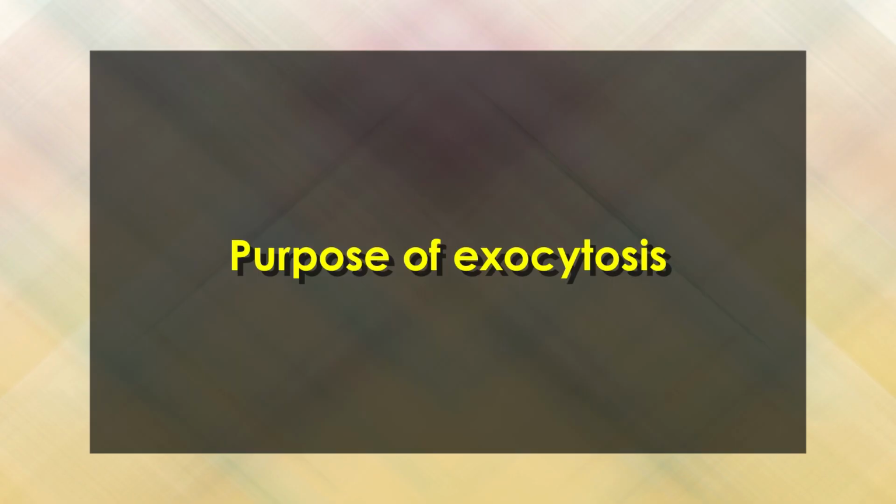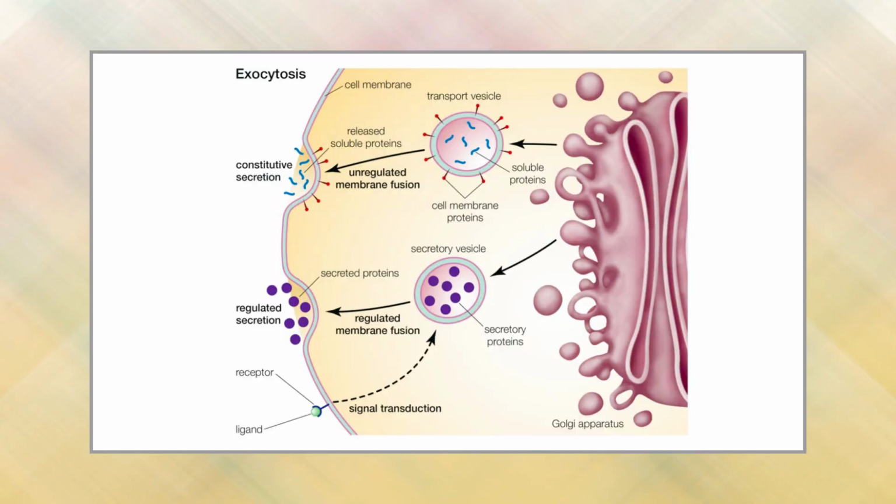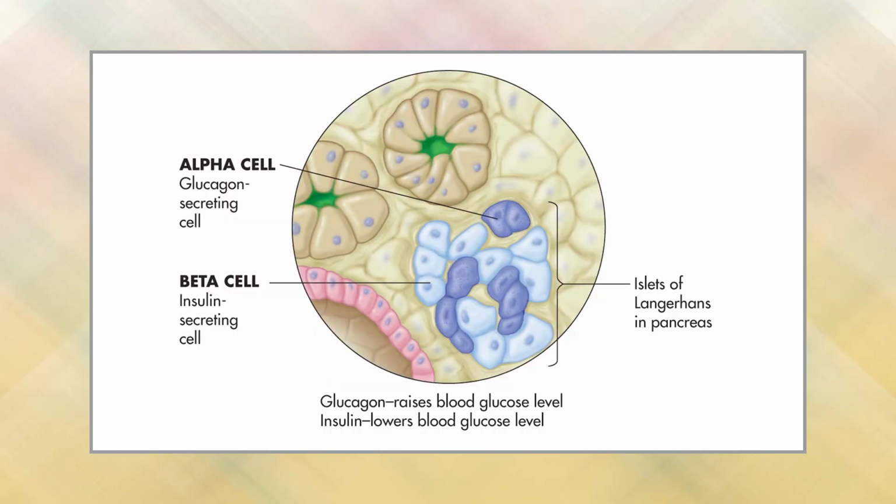Dear students, let us discuss the purpose of exocytosis. Many cells in the body use exocytosis to regulate enzymes or other proteins that act in other areas of the body, or to release molecules that help cells communicate with one another. For instance, clusters of alpha and beta cells in the islets of Langerhans in the pancreas secrete the hormones glucagon and insulin respectively. These hormones regulate glucose levels throughout the body.